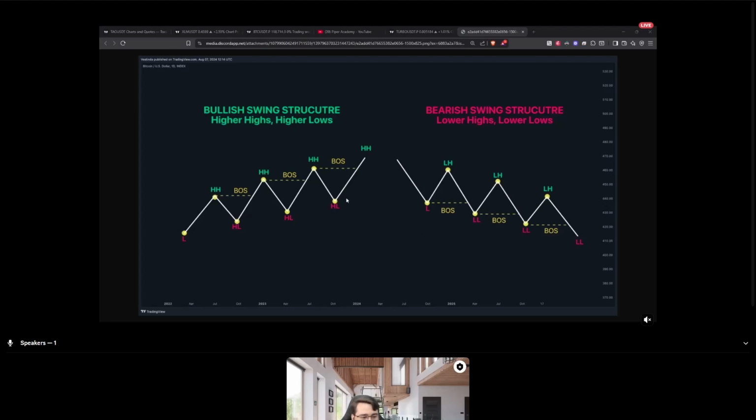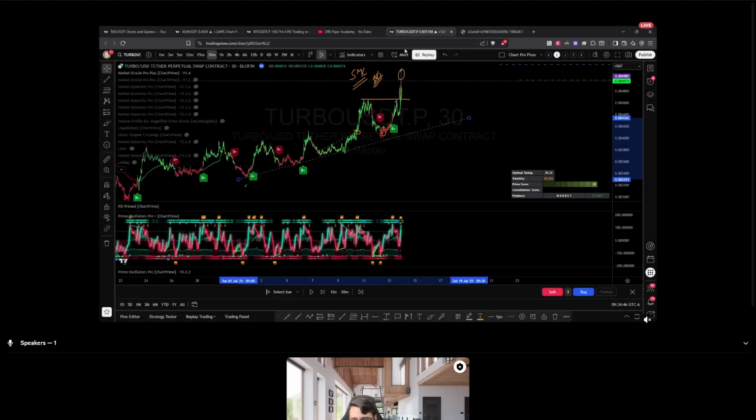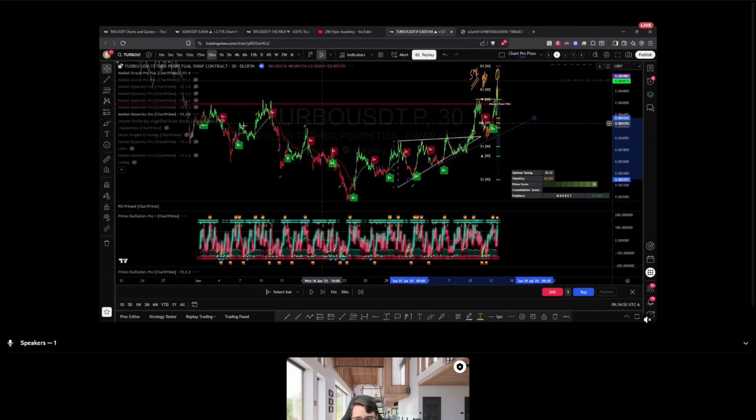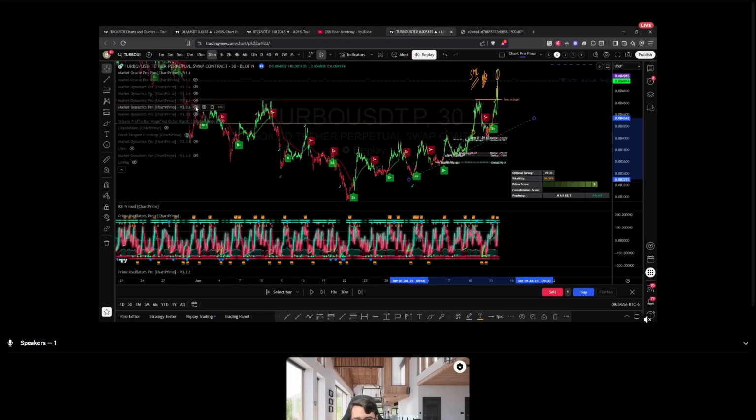And a change of character is not in here, but a change of character is when you fail in doing so and then you create a lower low. All right. Where is our change of character? For example, right here in Turbo. If I turn on my indicator, you'll see, and for some reason it's not, okay, it's loading. Or wasn't it? You gotta be kidding me.